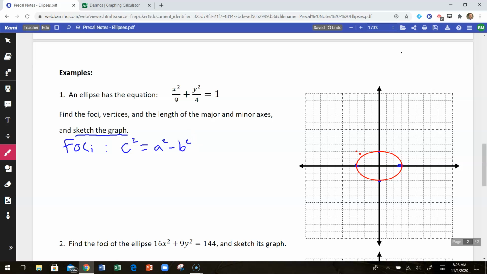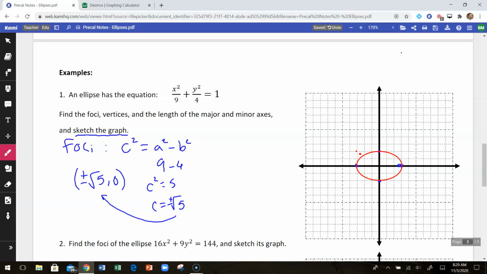So remember what I said, we're just going to take the numbers on bottom and subtract them, big minus small. So 9 minus 4 gives us 5. So if c squared is equal to 5, that means that c is the positive and negative square root of 5, which means that our foci are the coordinate points plus and minus the square root of 5, comma 0.